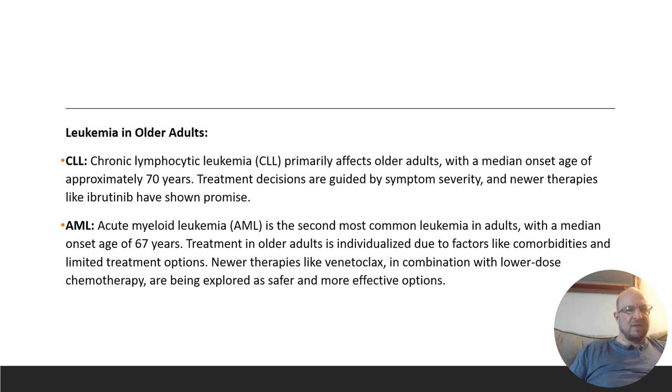For adults, remember that CLL and AML, both of these can cause or be diagnosed in older adults. Median onset for CLL is about 70 years. Acute myeloid leukemia is the second most common leukemia in adults. Median onset, about 67. New therapies like venetoclax in combination with lower dose chemotherapy could be helpful.